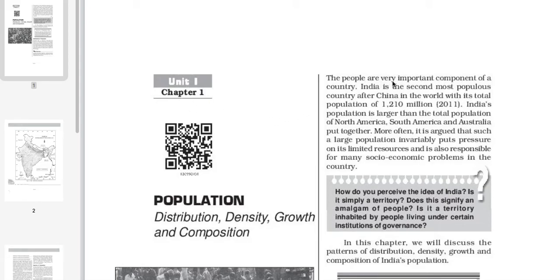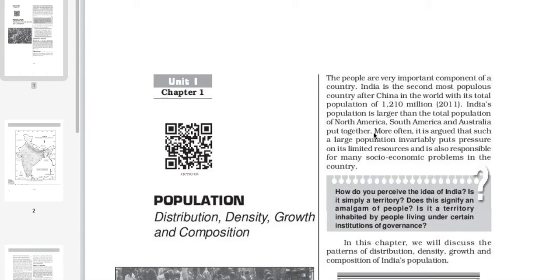So we all know that people are very important components of any country. They are both consumers and manufacturers, due to which the economy of the country runs. India is the second most populous country after China in the world, and its total population is 1210 million according to the census of 2011. So it's your 1 mark question.